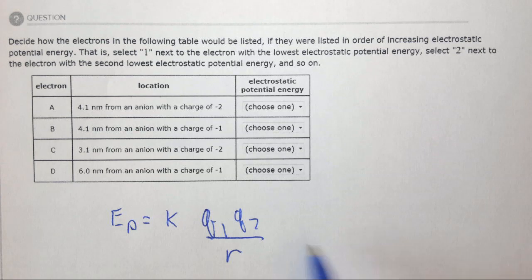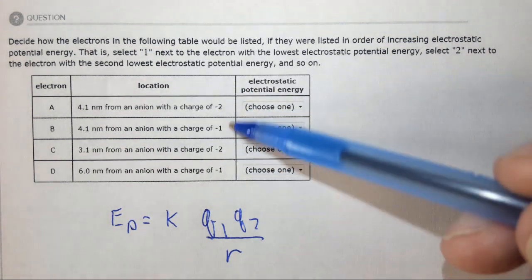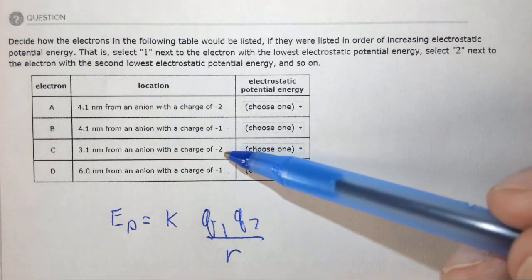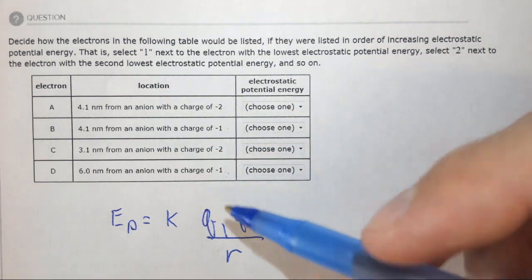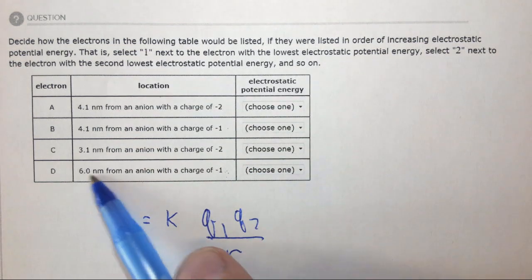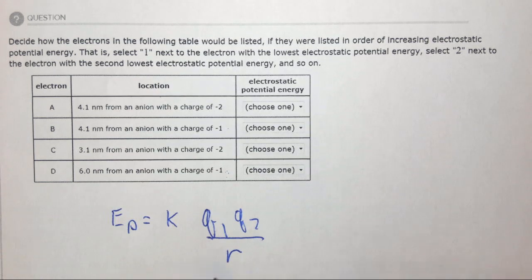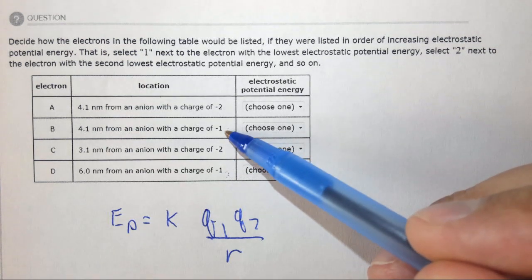So here, let's look at our choices. First of all, for our charges, some are -2 and some are -1. -1 charges are going to have a lower electrostatic potential than -2 charges, assuming their distances are relative to each other. So let's look at the two -1s. We have 6 nanometers and 4.1 nanometers. So 6 nanometers, because R is on the bottom, the greater the distance, the less the electrostatic potential. 6 nanometers is going to have a smaller electrostatic potential than 4.1 nanometers.